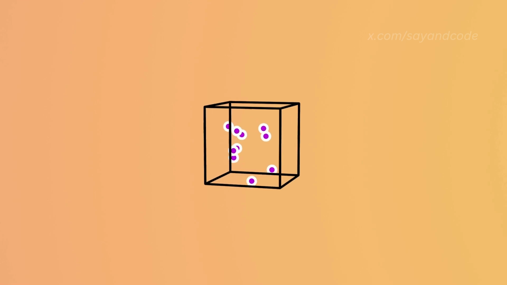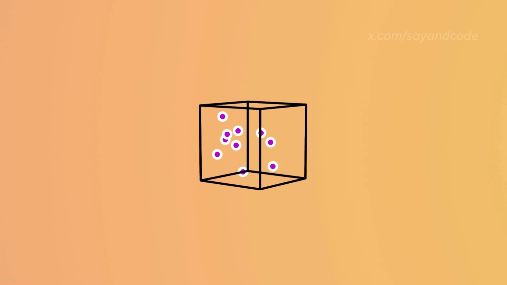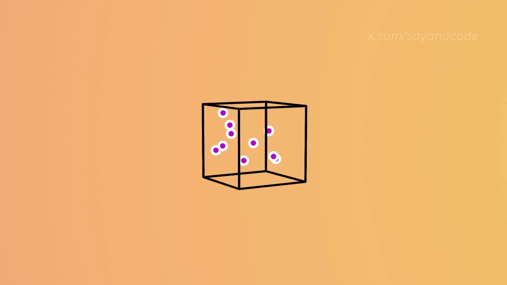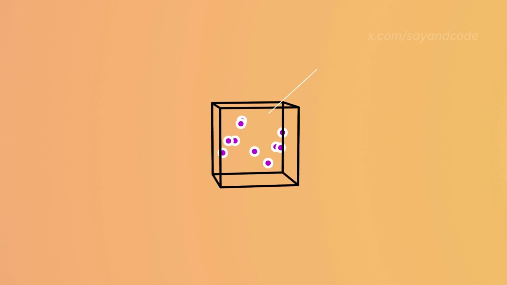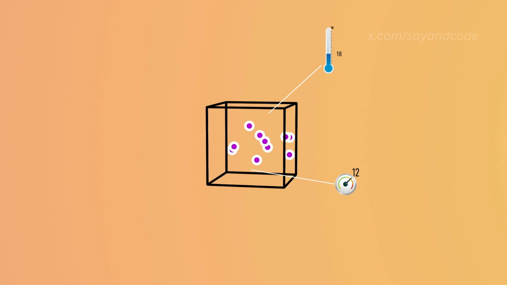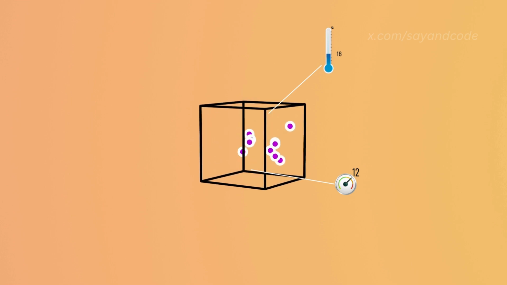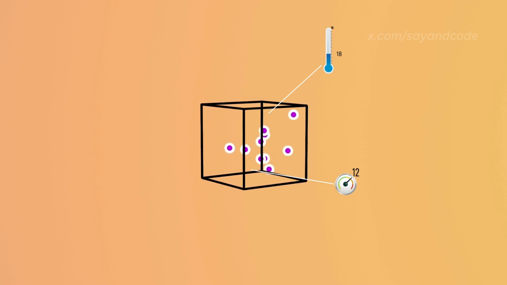State functions are those properties which depend on the present state or situation of the system. For example, temperature and pressure of the system are state functions. These can be measured at any time and will be fixed for a given state.